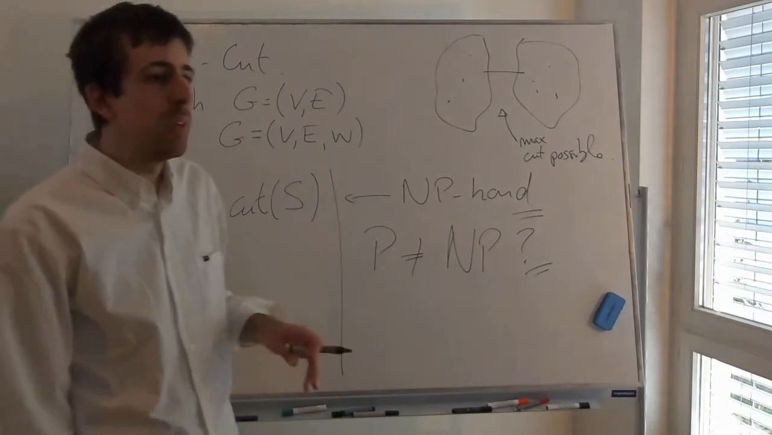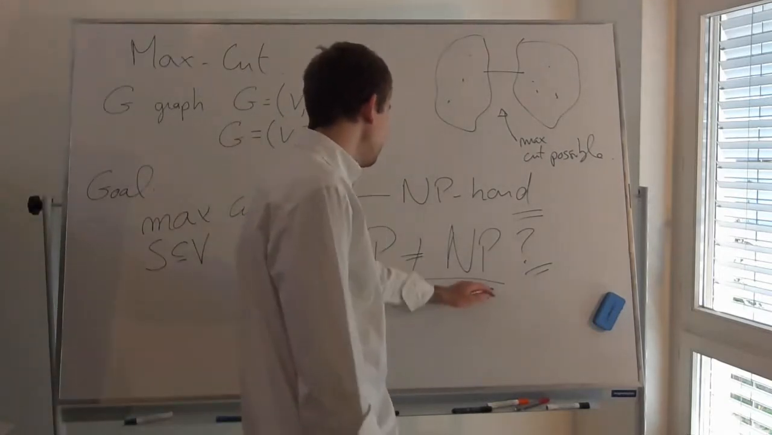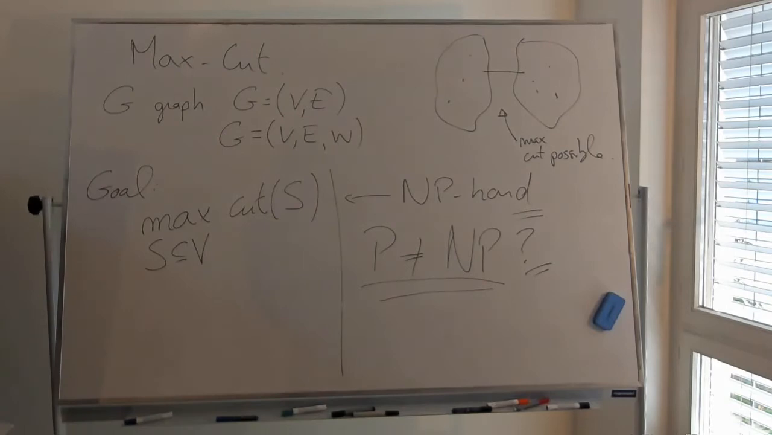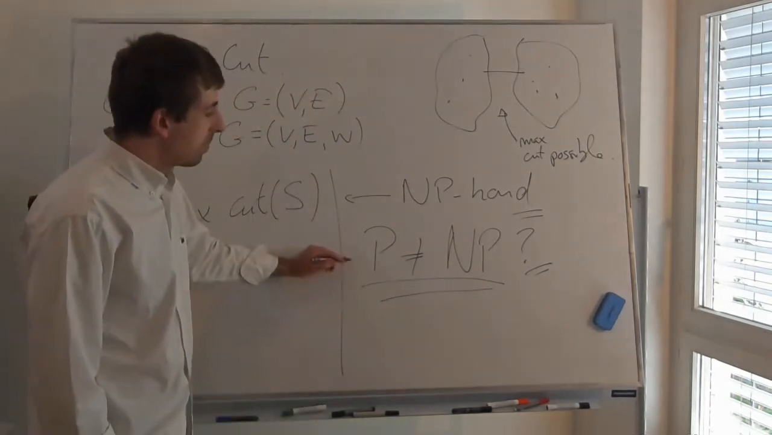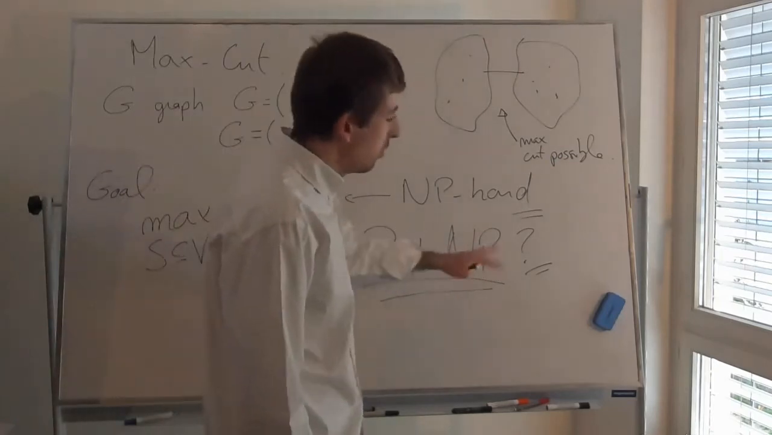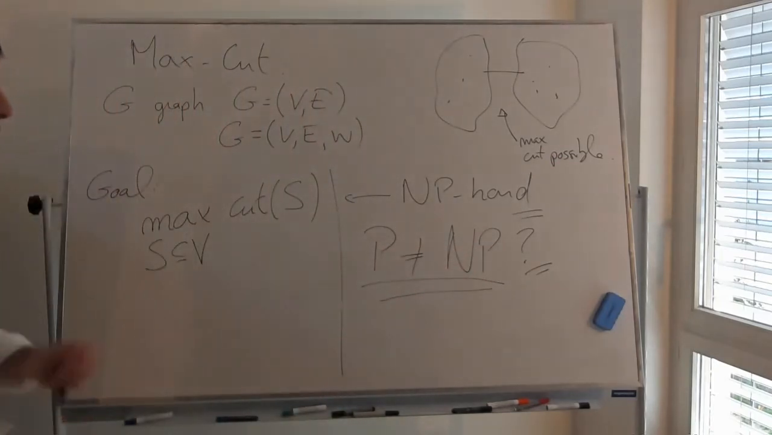Right? This is not what we believe. But this is still a big open problem that if you solve, you get $1 million and you become very, very famous. But it's widely believed that they are different, which means that there is no polynomial algorithm to solve this problem.